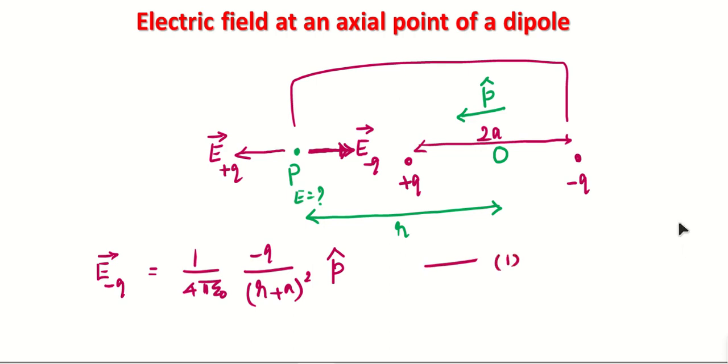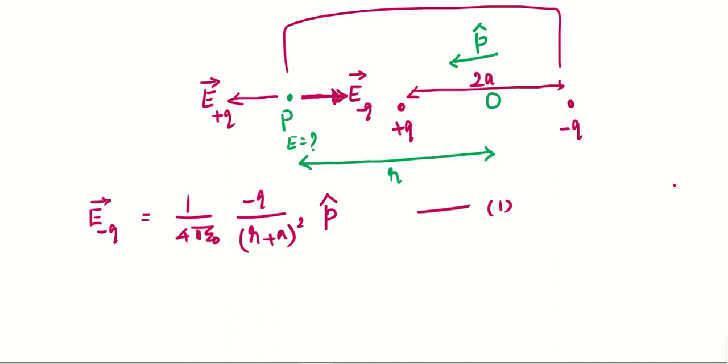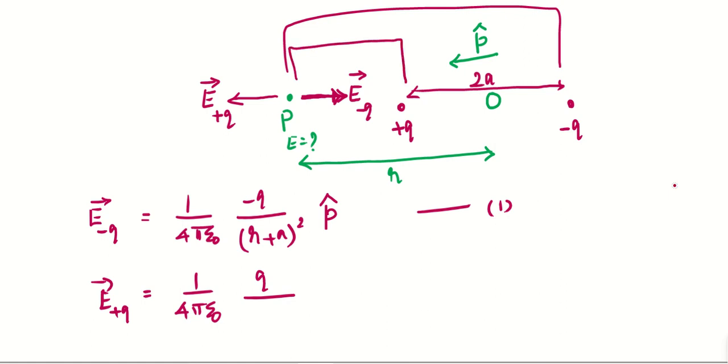Now write the electric field vector due to plus q. We can write this as 1 by 4 pi epsilon naught, q divided by the square of the distance between plus q charge and the point P. This will be r minus a, whole squared. Once again, it is along the unit vector of the dipole moment. Let this be equation 2.